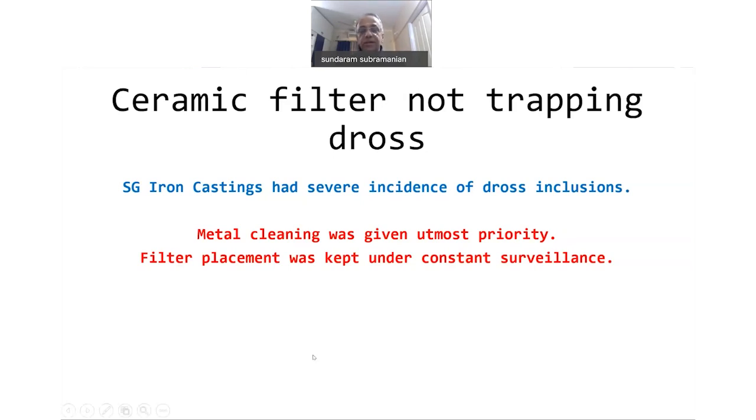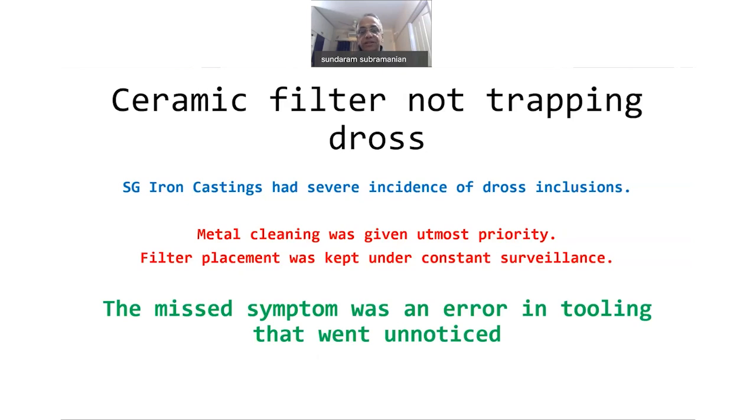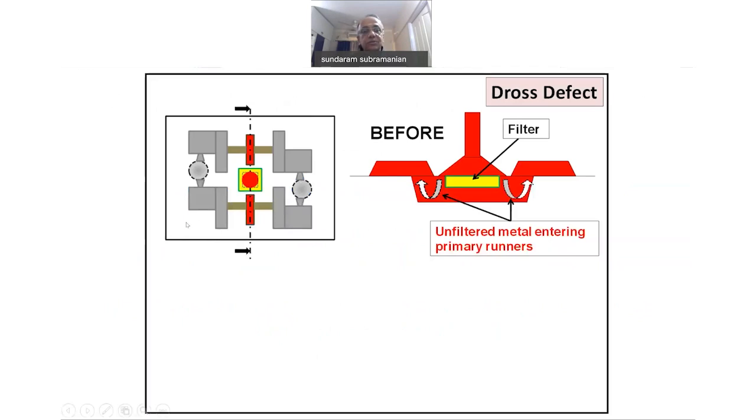But the symptom was an error in tooling that went unnoticed. Let's see what was wrong in that. So this is the layout. There are 4 cavities in this layout. There are 2 risers, and this is a common runner here and a common runner here. And these are the gates. A section across this is shown here, where the filter is here, and then the downsprue is here, and then the 2 branch runners. You can see that metal is directly going past here.